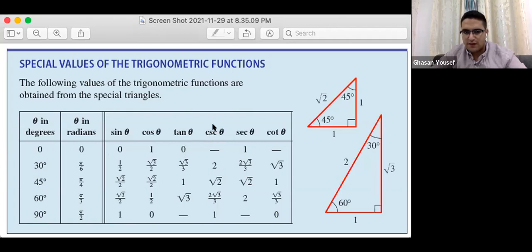And you can derive the cosecant, secant, and cotan by using the sine and cosine, because the cosecant is the reciprocal of the sine, the secant is the reciprocal of the cosine, and the cotan is the same. But you should focus on 90 degrees, because at 90 degrees the cotan has a value of 0, but the tan does not have a value. Yes, what's your question?